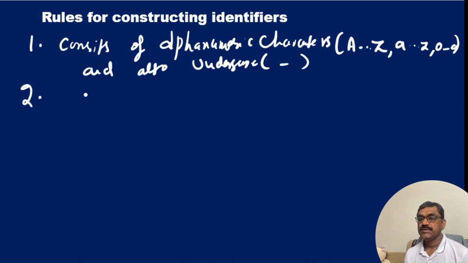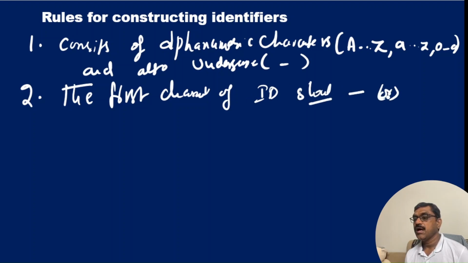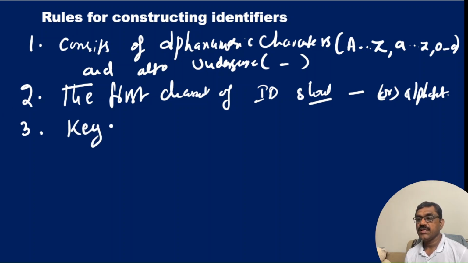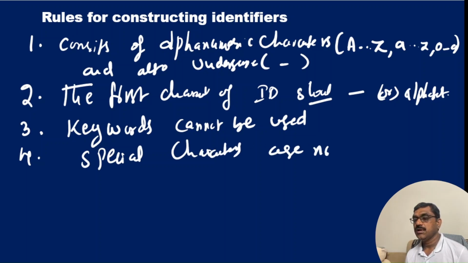The second rule is that the first character of an identifier must be an underscore or an alphabet. This is very, very important. The third rule is that keywords cannot be used as identifier names. What is the fourth rule? Special characters are not allowed. This is the fourth rule.